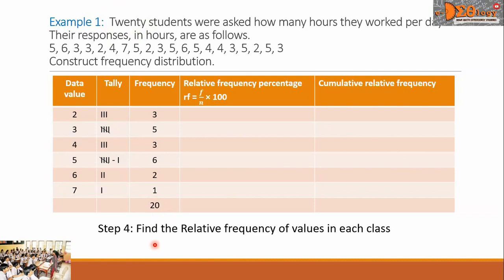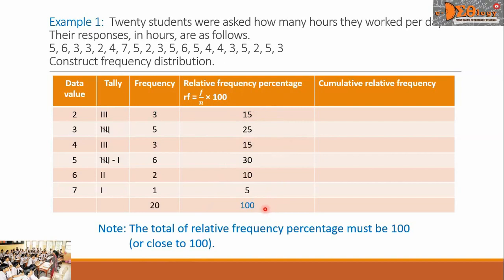Now, for step 4, find the relative frequency of values in each class. Let's begin with our first row. Using our formula, we have this frequency 3. We will write here over 20, that is the total frequency, times 100. And the answer is 15. And this 15 we will copy in here. Using the same formula, we will fill all the blanks here, and here we go. We have now the relative frequency percentage for each row. And the total of the relative frequency percentage must be 100.